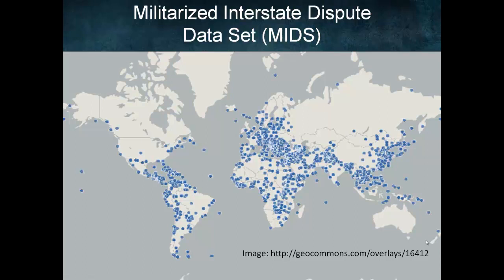So this map is based on another piece of the MIDS database. It's called MIDS Lock. And MIDS Lock takes all of those militarized incidents and puts in geographic coordinates for each one of them, so that if you plot those, you can see over time where the most militarized incidences have taken place.